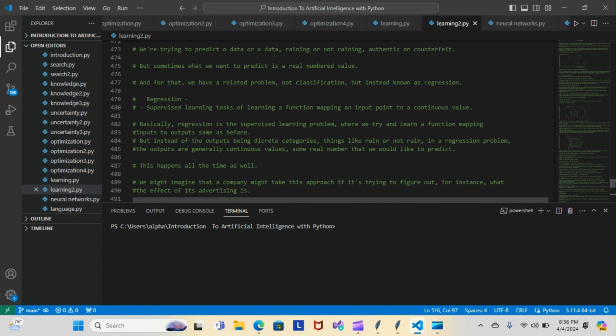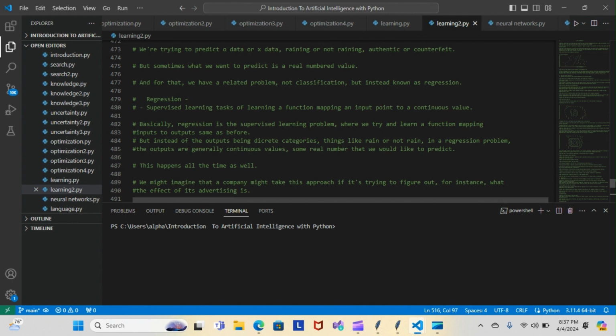Now, regression is the supervised learning task of learning a function mapping an input point to a continuous value. Basically, regression is the supervised learning problem where we try to learn a function mapping inputs to outputs, same as before. But instead of the outputs being discrete categories, things like rain or not rain, in a regression problem, the outputs are generally continuous values, some real number that we would like to predict. This happens all the time as well.